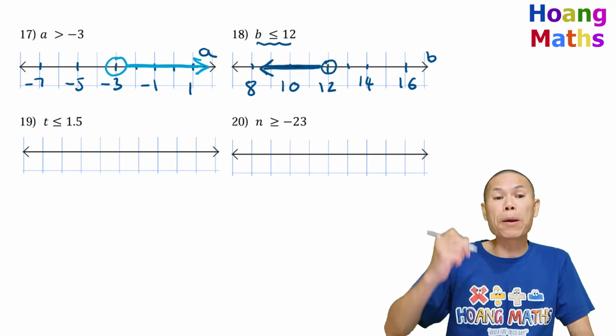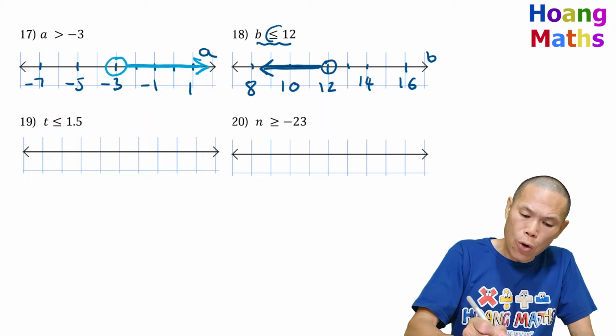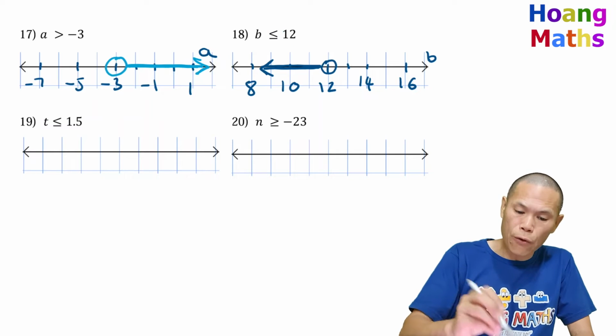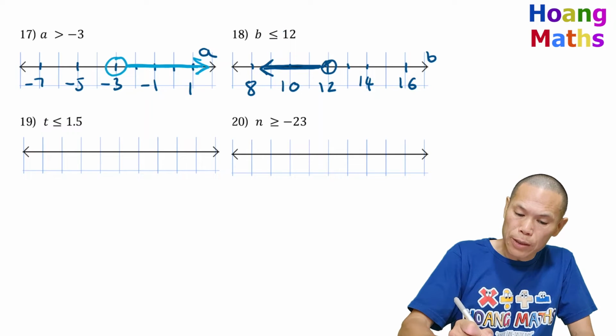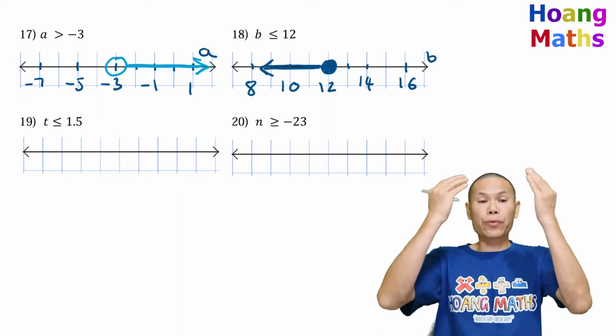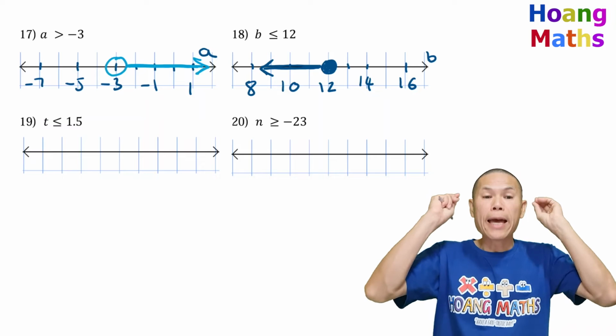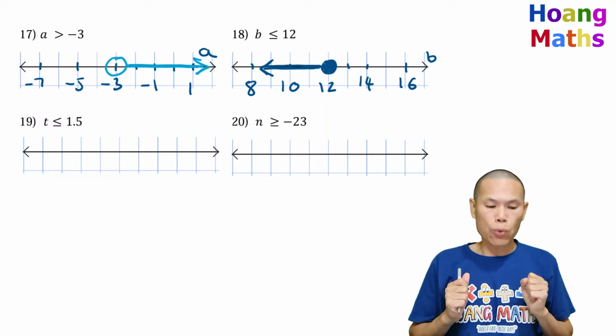So there you go. But because it's less than or equal to, we need to fill up the circle. So there you go. B is less than or equal to 12.